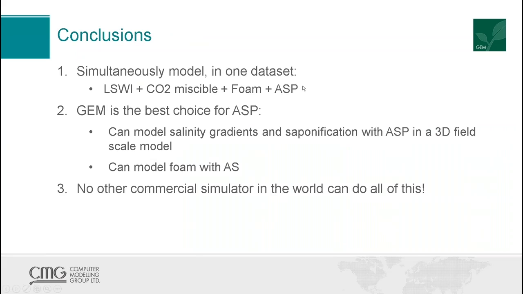So in conclusion, I'd like to point out to begin with that because of the way GEM is structured, you can simultaneously model in one data set low salinity and miscible CO2 or hydrocarbon miscible and foam and ASP all together. So you don't need to change simulators to compare processes. So GEM is really the best choice for ASP. It can model salinity gradients, saponification with ASP in a 3D field scale model. It can also model foam with alkaline surfactant. And no other commercial simulator in the world can do all of this.